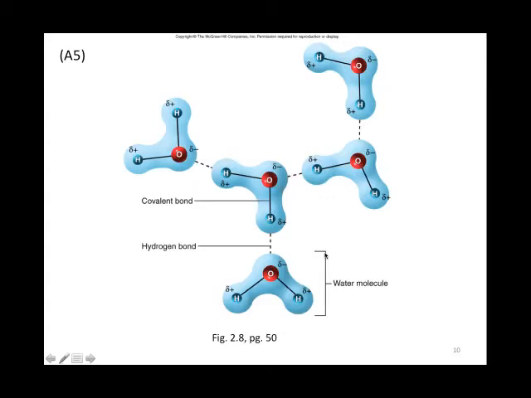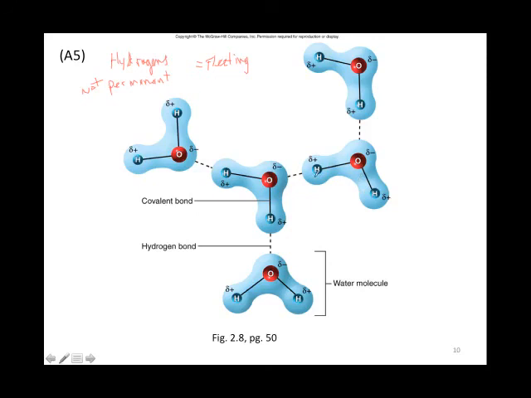The third type of bond I want to address is hydrogen bonds. And these are very, very weak bonds. They are not permanent bonds. I like to say that they're fleeting. They don't last very long. And the best example we can find of hydrogen bonds is in water. We know water molecules have a slightly negative charge around the oxygen and slightly positive around the hydrogen.